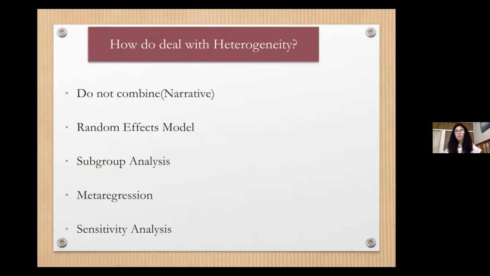So once we know that there is heterogeneity, what to do out of all this? Which is a good thing to do?